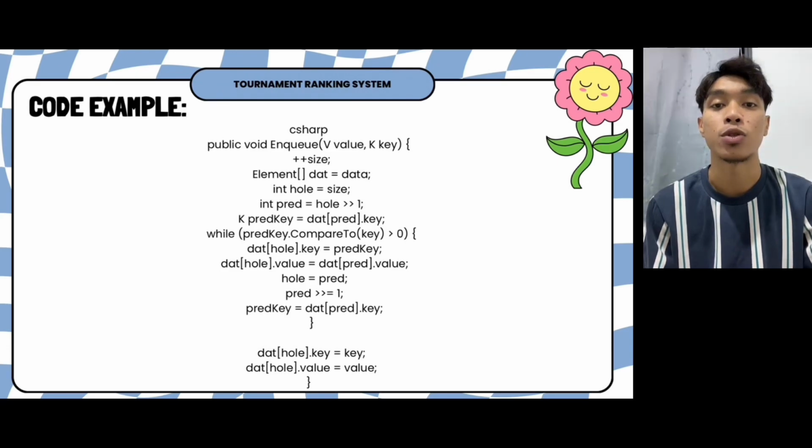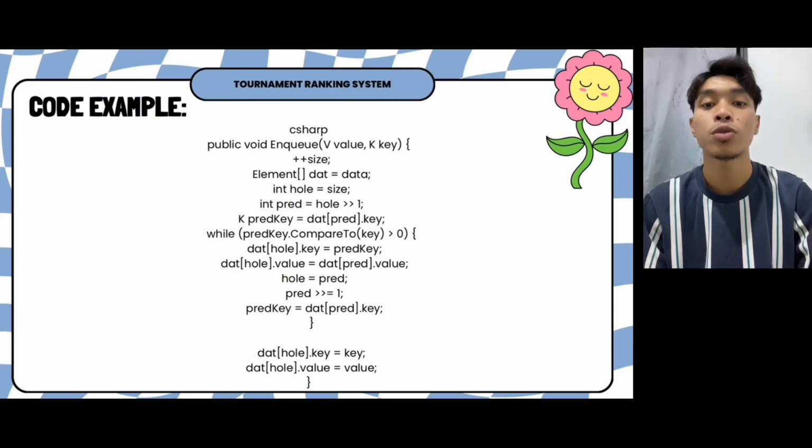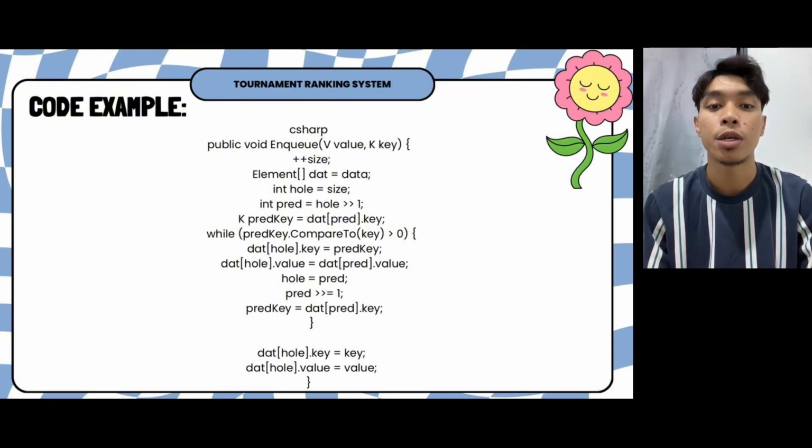So let's dive into the code and understand how it works. Let's walk through this code. Here's the code for the NQ method. The method takes two parameters: the first is value, the data we want to store, and then the second is the priority of the data, which determines its position in the heap.